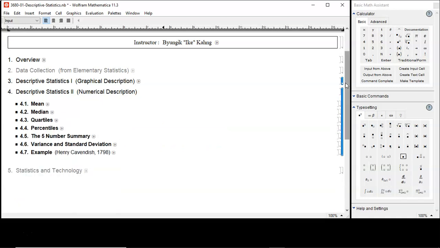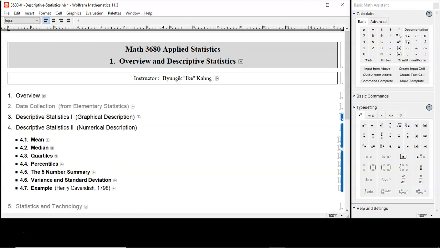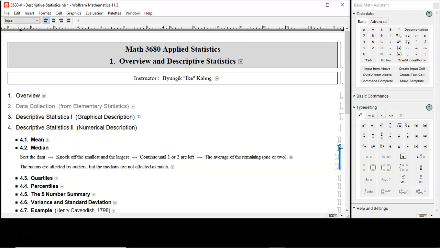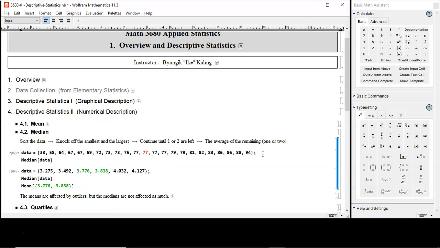Okay, so much for mean. And now the next topic is median. A median is a middle number. Here's an example. Again, let's stick to the same data set, but this is sorted, smallest to largest. Then remove smallest and largest, smallest and largest, smallest and largest, and then what's left in the middle, merged in, that's the median. Let's go.